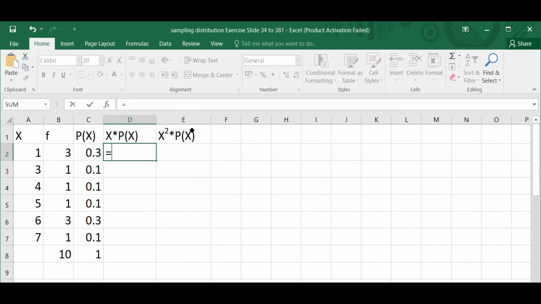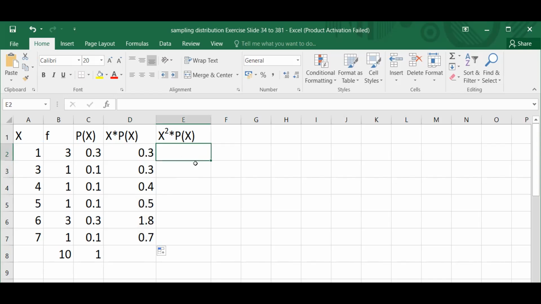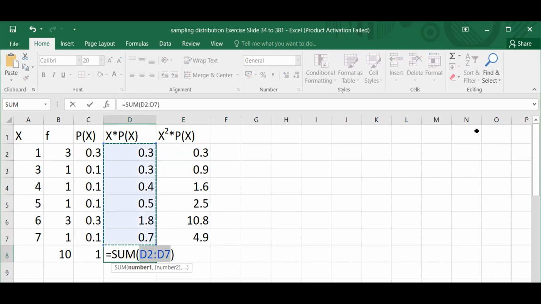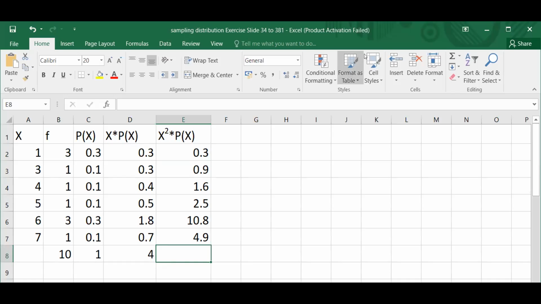Here we have to plug in the formula. The formula is x multiplied by px, and this is to be used next. Now x square, which is the square of this, multiplied by px. Px is this. So you can see the formula of x square times px. And then I will calculate the sum of these two columns. The sum is quite simple, the sum of this and the sum of this.